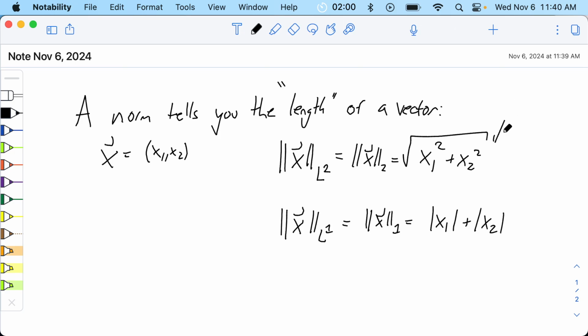So this is sometimes called the Euclidean norm, or Pythagoras norm or something. This one has a funny name. Does anyone know the name of this norm? I'm curious. You've seen it before. This one is called the Manhattan norm.